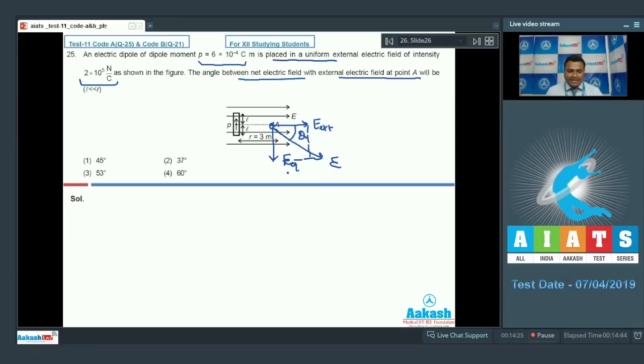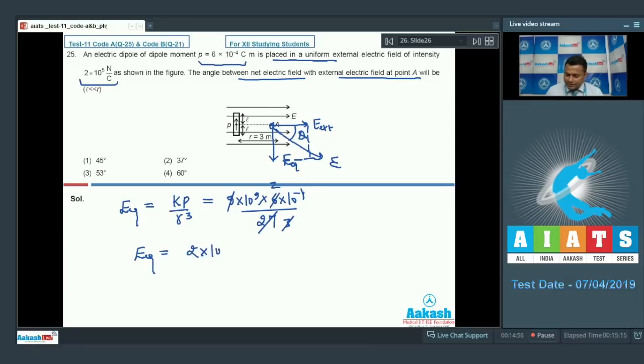So first of all, let us find E equatorial, given as short dipole. So that's why Kp by r cube, simply K already know, 9 into 10 to the power 9, dipole moment 6 into 10 to the power minus 4, divided by separation cube 3 cube, that is 27. And after solving, we get E equatorial as 2 into 10 to the power 5 Newton per coulomb, and E external given 2 into 10 to the power 5 Newton per coulomb.